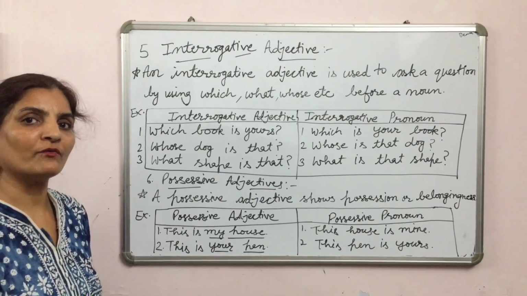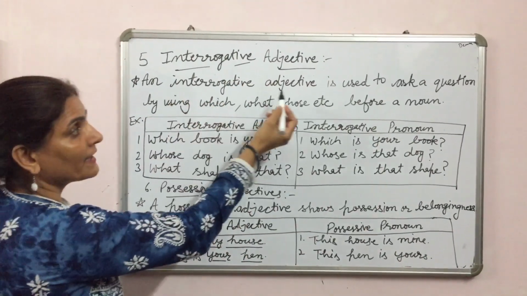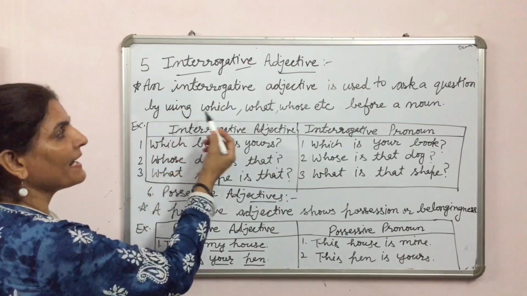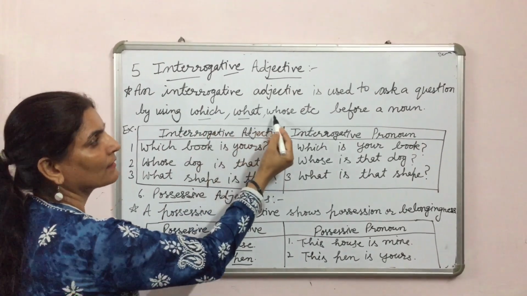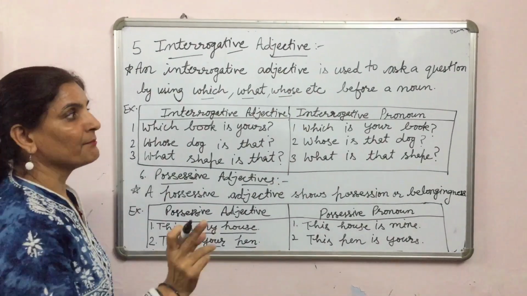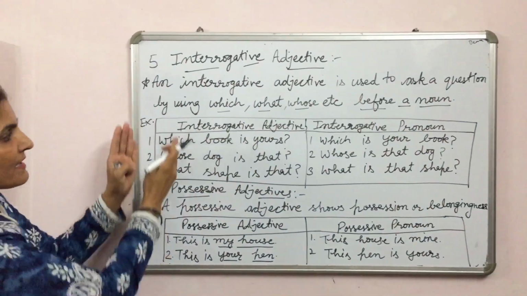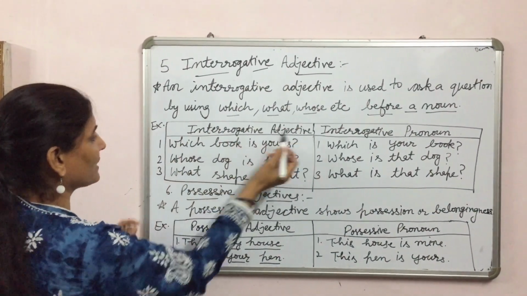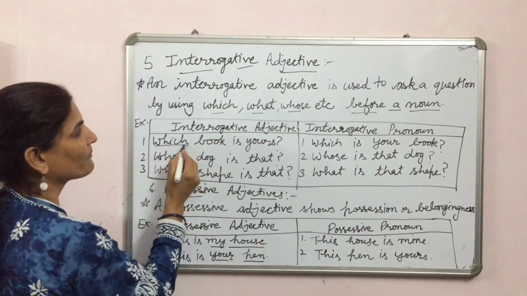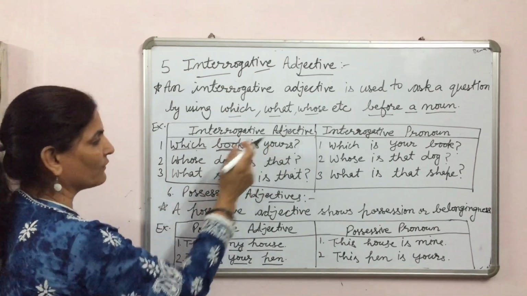The fifth kind of adjective is interrogative adjective. An interrogative adjective is used to ask a question by using which, what, whose, etc. before a noun. Remember it, before a noun. Let us see the example. Interrogative adjective number 1. Which book is yours? Here which is used before a noun, so it is an adjective.